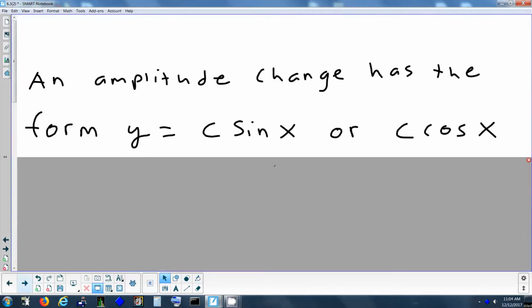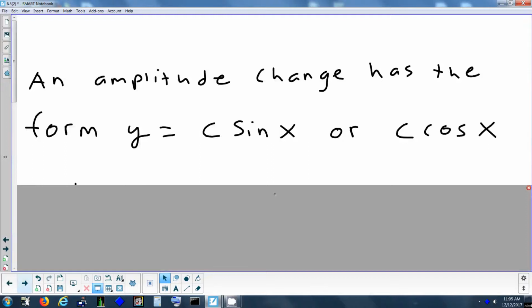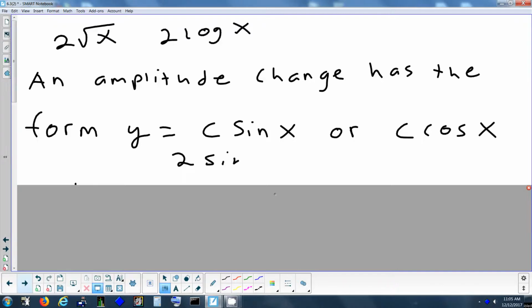Okay, so amplitude change. Anytime you do a stretch, that's when you multiply. Where do you multiply for amplitude? Outside the function, okay? In front. So we had square roots. That's a vertical stretch by a factor of 2 for a square root. That's a vertical stretch by a factor of 2 for a log function. That's the sine function stretched by a factor of 2.